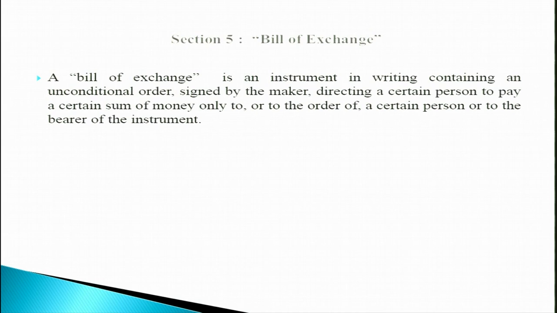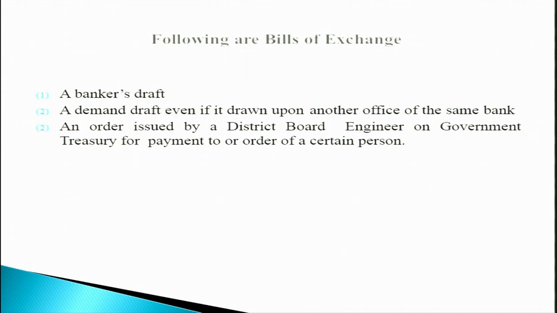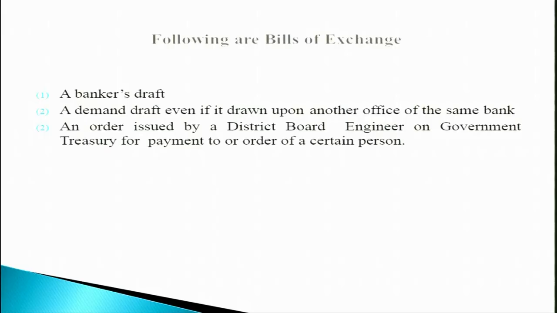Then bill of exchange. A bill of exchange is an instrument in writing containing an unconditional order signed by the maker directing a certain person to pay a certain sum of money only to, or to the order of, a certain person or to the bearer of the instrument. So these are the following bills of exchange: a banker's draft. Like when you go and make a draft, you are giving an order to the bank that please give me a draft, and that draft is considered just like a currency. A demand draft, even if it's drawn upon another office of the same bank, an order issued by the district board engineer or government treasury for payment to order for a certain person. So these types of bills of exchange can be issued by banks as well as the government.